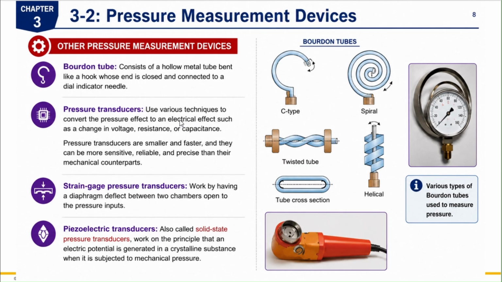Pressure transducers use various techniques. They convert pressure-induced deformation into an electrical signal, such as a change in voltage, resistance or capacitance, and using that you can calibrate and convert it into equivalent pressure values. Another option is the strain gauge. Strain gauge pressure transducers use a diaphragm that deflects under pressure. The resulting strain is measured electrically, and then it can be converted into pressure. Piezoelectric pressure transducers use crystalline materials that generate an electrical potential when subjected to mechanical stress.